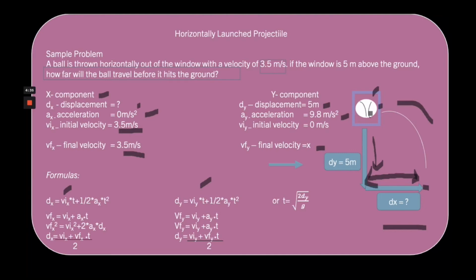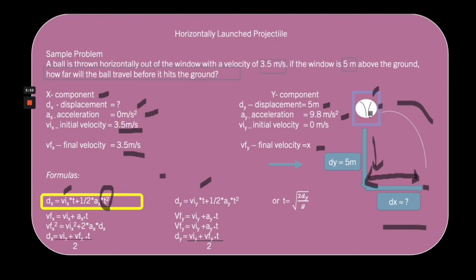Now, again, what is asked in the problem is the displacement x. So the best formula we can use for this is this one: dx is equal to vix times time plus 1/2 times acceleration x times time squared. That's the best formula we can use out of those four if we talk about the x component. However, we cannot directly solve dx. Why? Because we don't have a value for time. So we need to determine the value of time before we can proceed in solving the displacement x. So how can we do that?